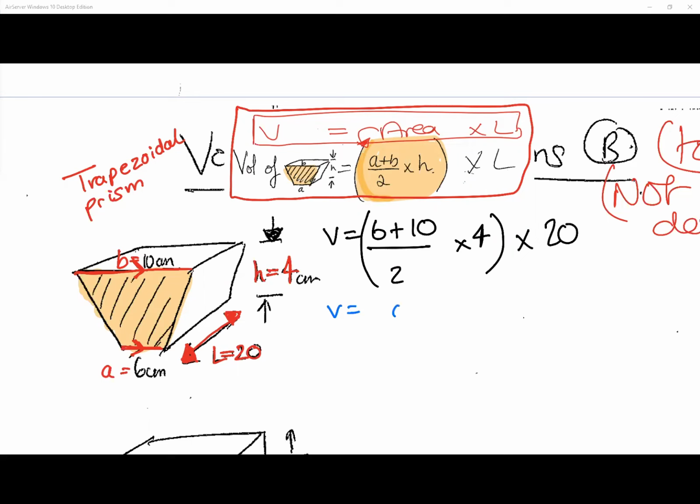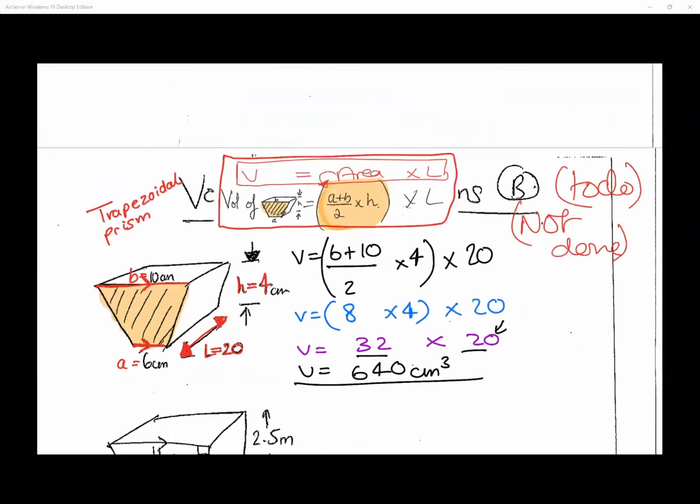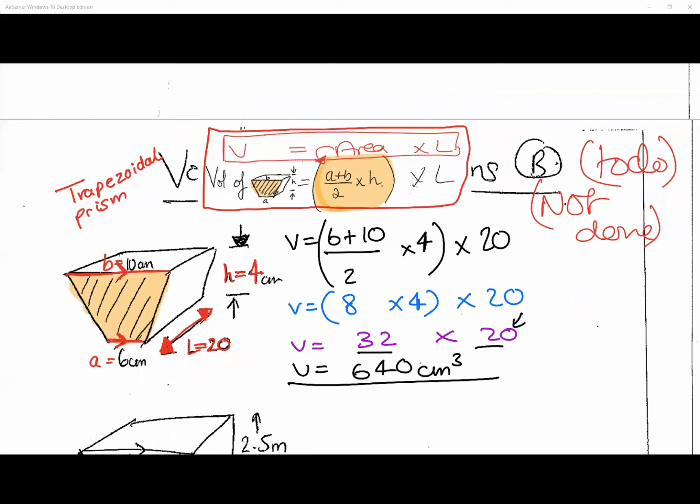Okay, so 6 plus 10 is 16. 16 divided by 2 is 8, and then you do 8 times by the height 4. And then you times that by 20. Is that what you've done? Yeah. Okay, so 8 times by 4 is 32. 32 times by 20, the answer is? 640 centimeters. So you do 32 times by 2 is the quick way to do it, which is 64. Double it and then add the zero back on. So that's how we do the volume of a trapezoidal prism.